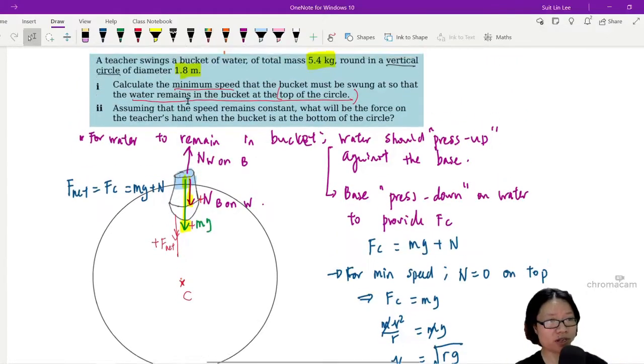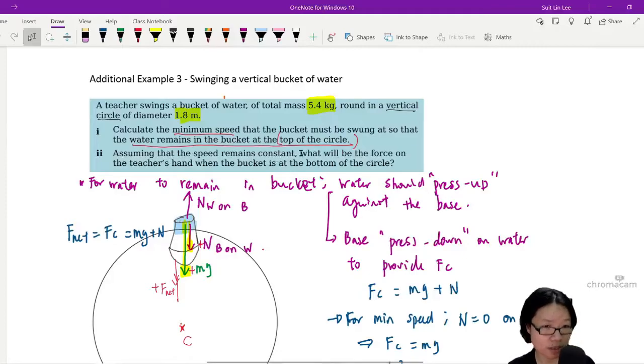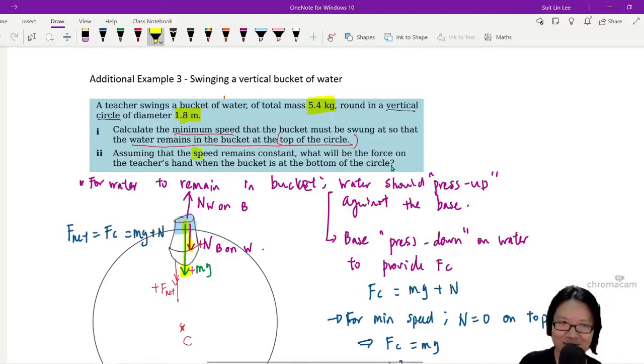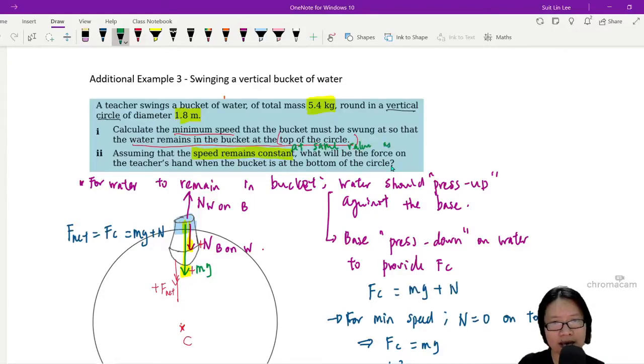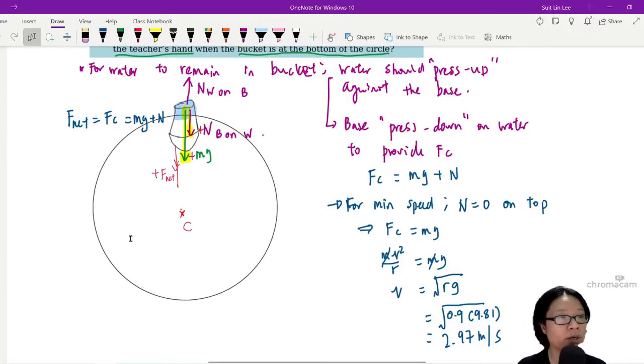Second part of the question, it says, assuming that the speed remains constant, what will be the force on the teacher's hand when the bucket is at the bottom of the circle? So I'm going to assume that when they say the speed remains constant, although this question, again, is a textbook question, so it's not worded that clearly, this remains constant at the same value as part 1. That means your v is 2.97. I'm going to write it to 3 SF, 3.0 meters per second. So what will be the force on the teacher's hand when the bucket is at the bottom of the circle? Okay, I guess now I have to draw a hand, right? Great.